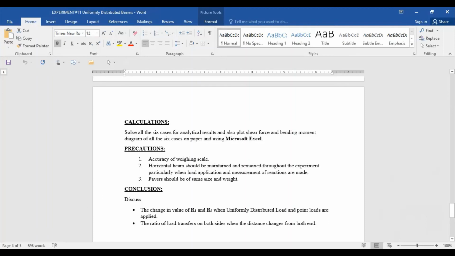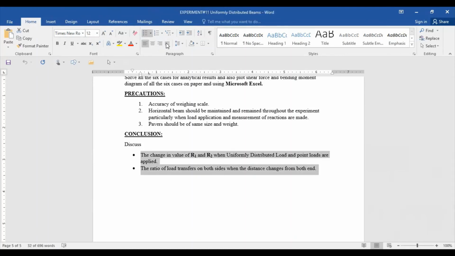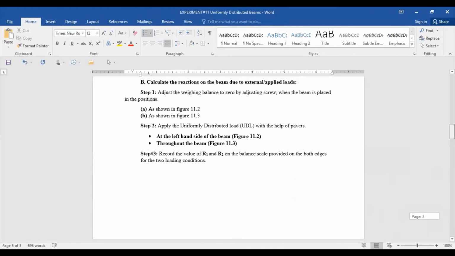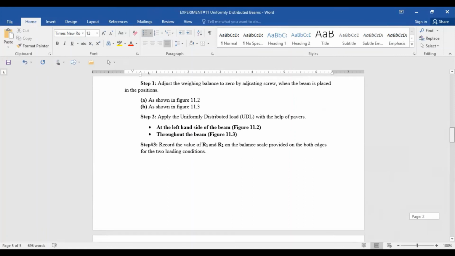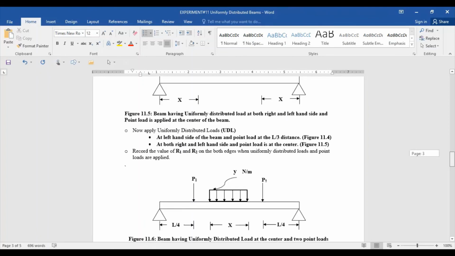So this is the way you can do it, and please discuss the conclusion over here, but don't write the definition or procedure in the conclusion. Not, "It is observed that," which I already told you. You have to discuss, if you are changing the load, or changing the position of the pavers on the beam, what the support reactions are coming out. So you have to do it like this.